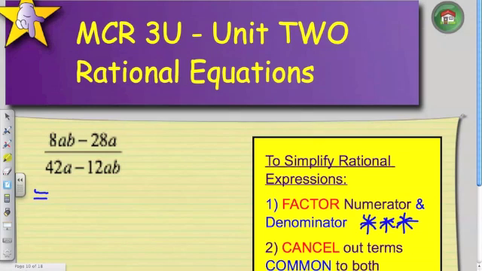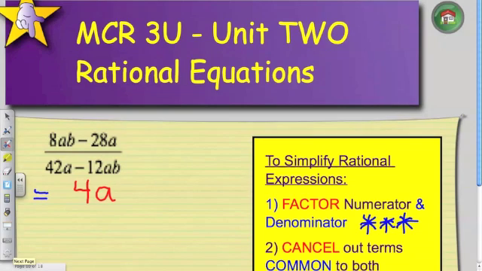Mission, what is the greatest common factor between 8 and 28? What number do they have in common? What can I take out of 8 and 28? 4? Is that what you said? Yeah. Okay, so we can take out the number 4. Is there anything else common to both 8AB and 28A? Is there anything else they have in common? Vicky? A, good. So the greatest common factor is 4A.